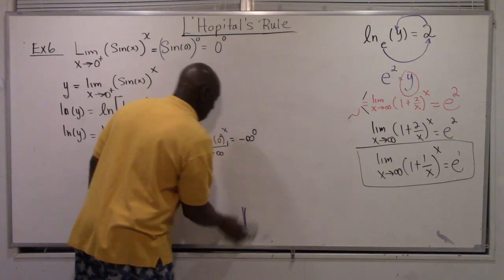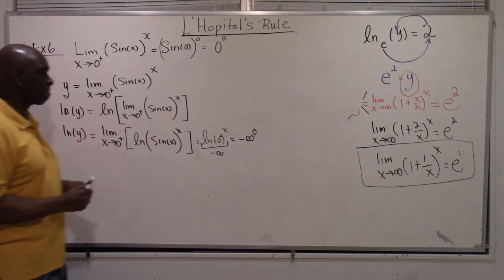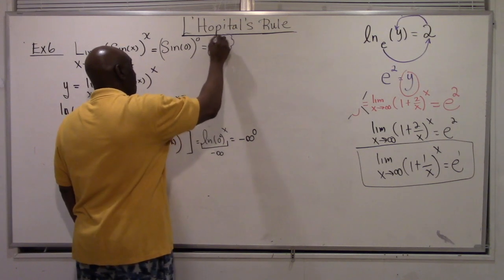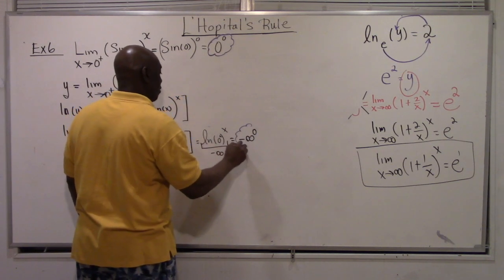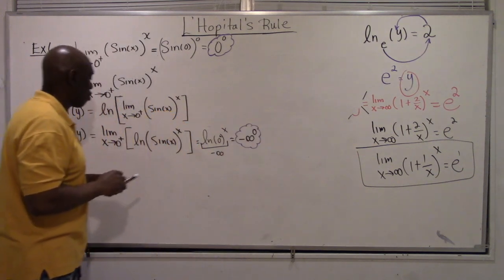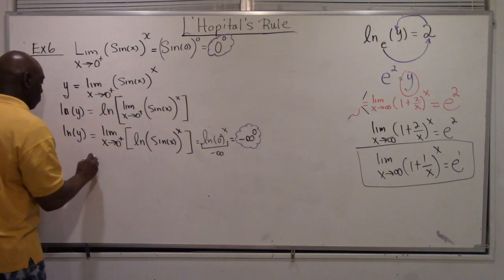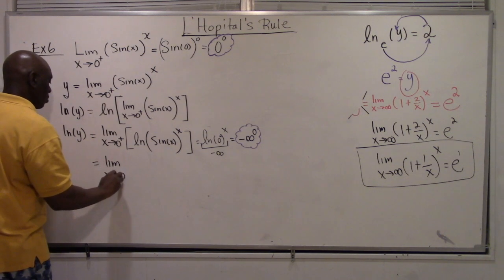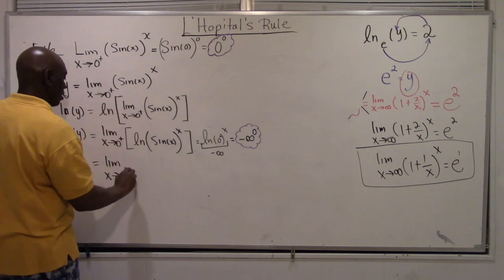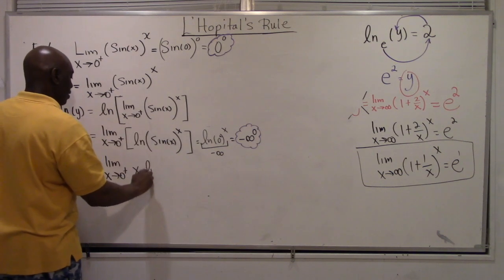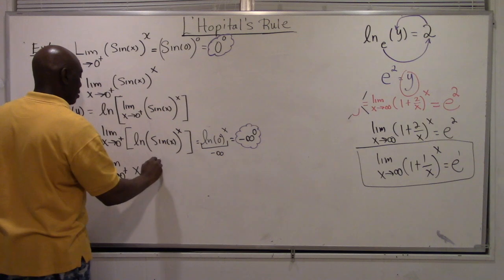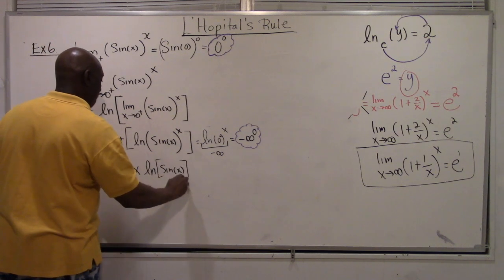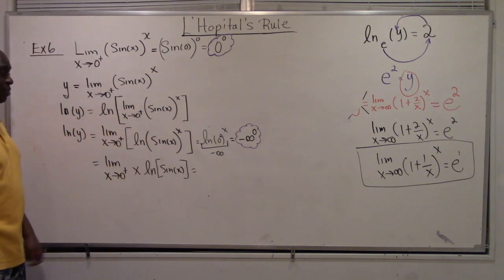Nope. So this was not L'Hopital ready, nor is this L'Hopital ready. Let's use our logarithmic rules. So it's going to equal the limit as x goes to 0 from the right, take the power, bring it in front of x, natural log of the sine of x.